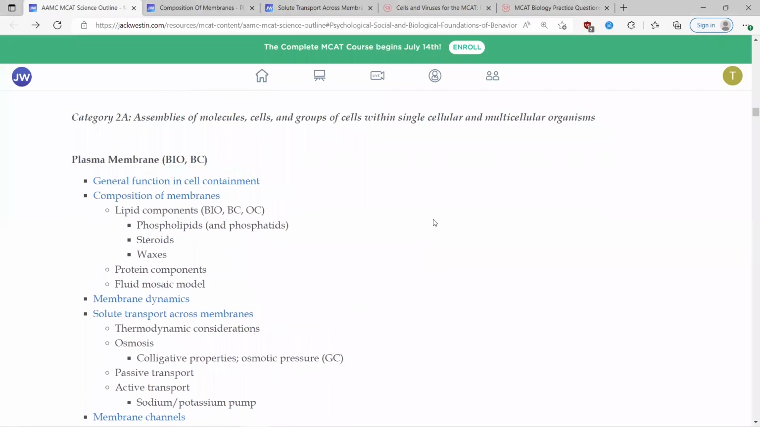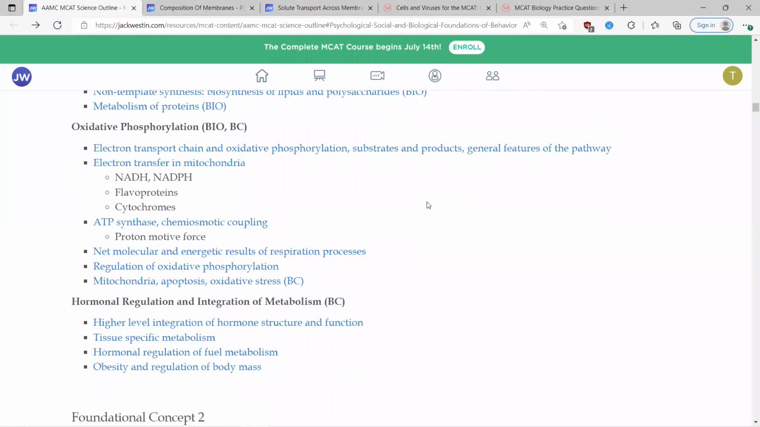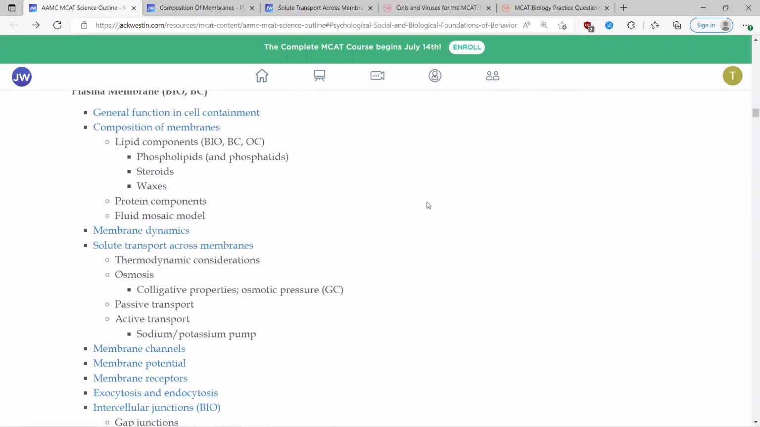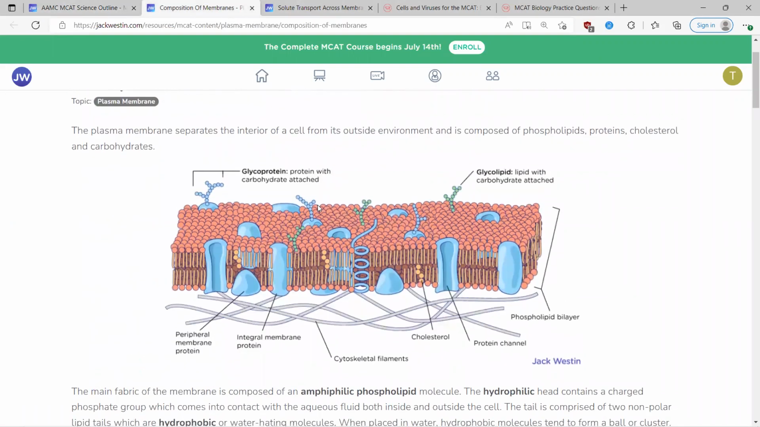Okay, so this is continuing category 2A, assemblies of molecules, cells, and groups of cells within single cellular and multicellular organisms. So we've been looking at it from more of a biochemistry aspect. Now we're going to look at it straight biology. We talked about lipids and how they play a role in membranes.